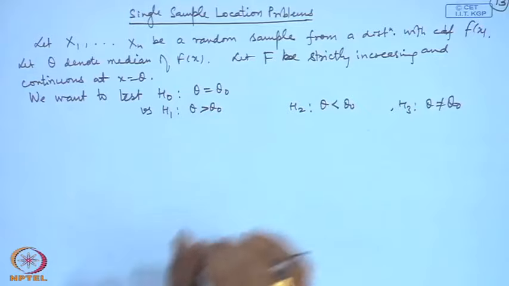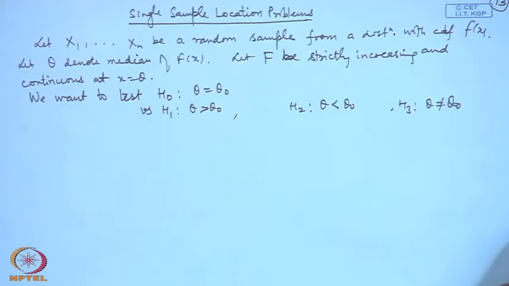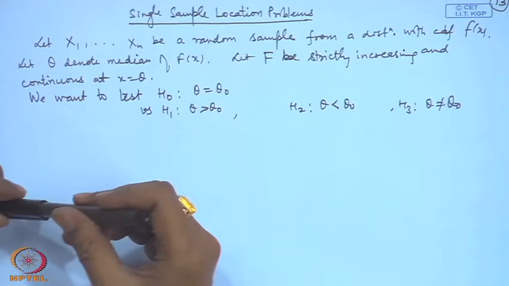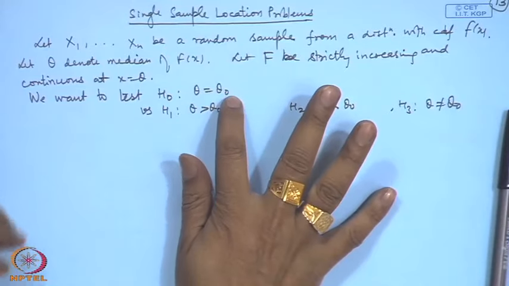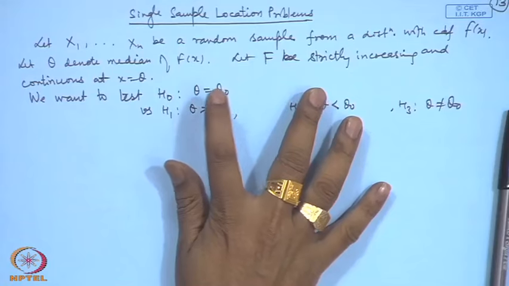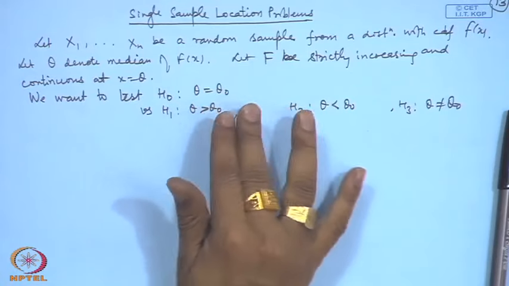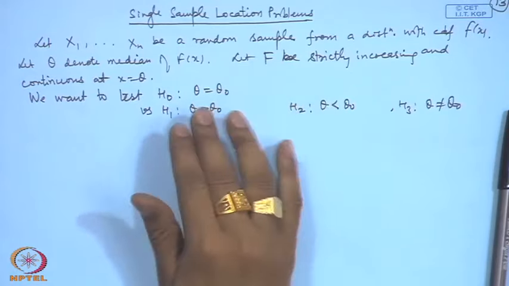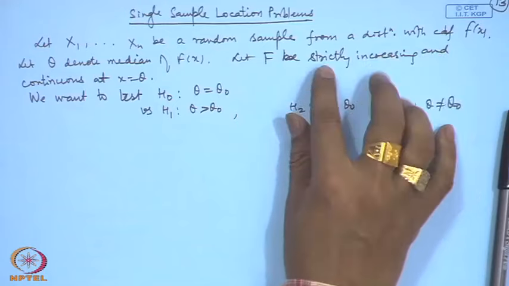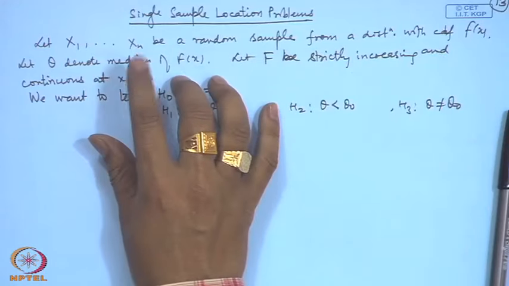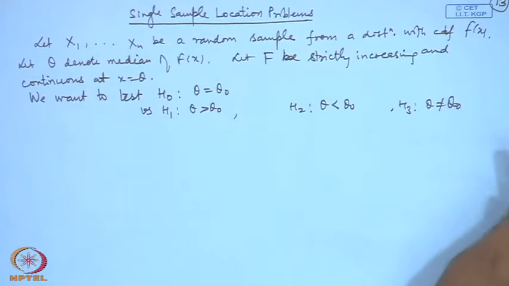So, these three types of alternative hypothesis we will be considering, and you can compare it with the parametric testing problem. In the parametric testing problem for one sample, we were testing whether the mean value is equal to something, less than something, greater than something, not equal to something, that is mu equal to mu naught, etcetera. We did those testing problems under the assumption of normality. Here there is no distributional assumption made, except that it is a continuous distribution and is strictly increasing and continuous at theta, that means the median is uniquely defined.